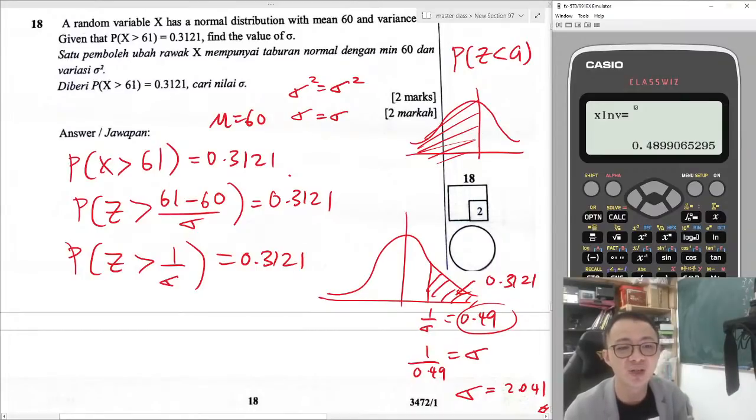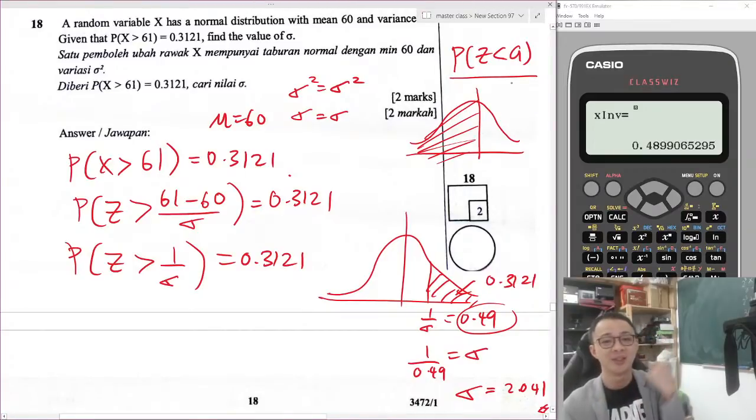So you can find it through the calculator as well. Yes, it's only this class width calculator. If you are using the 570 ES version, you can't do that because the inverse normal was just added to this new calculator. Alright, I hope you know how to do it, but you need to understand the inverse normal. This calculator can only go to the left hand side.